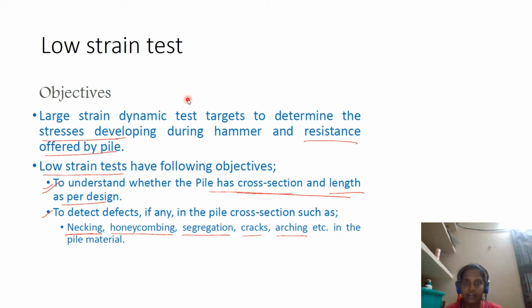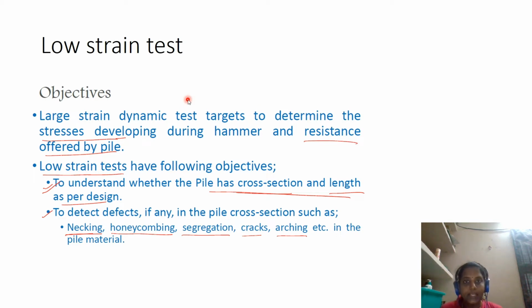It will be factory made, ready made, so we'll be able to see any defects. But in a bored pile, where you insert a reinforcement cage and pour concrete from the top, in such a case you won't be sure whether the concrete has covered all the reinforcements, whether there are going to be any issues. Once you pour concrete, there will be segregation, honeycomb formations, and all.